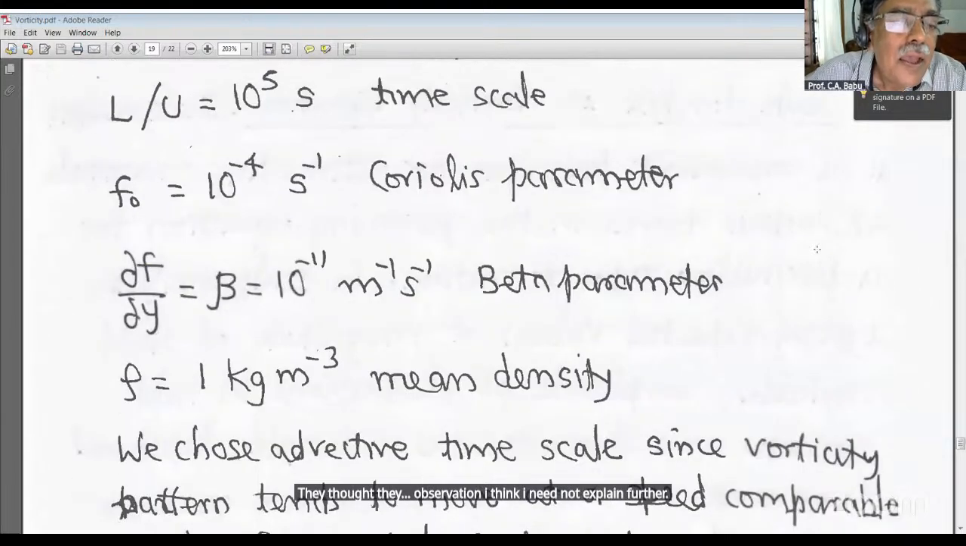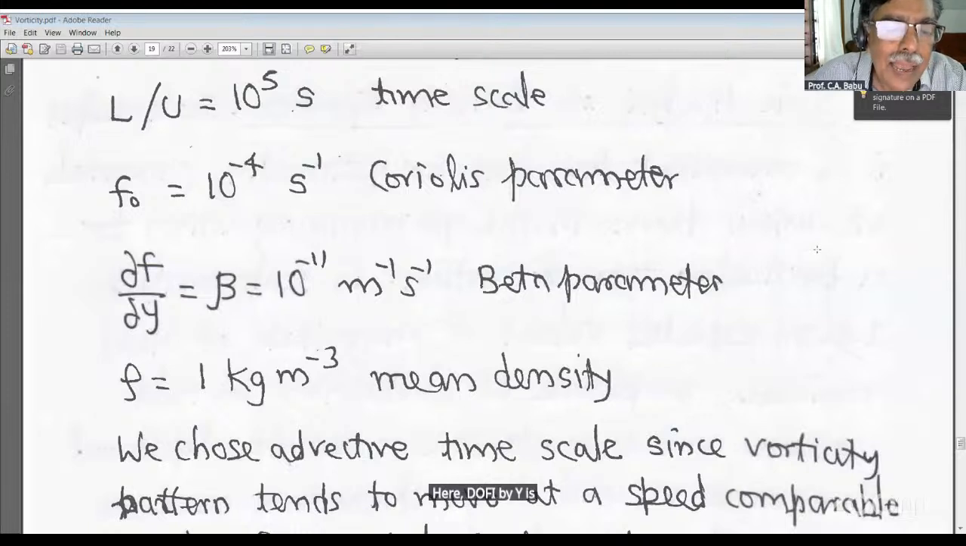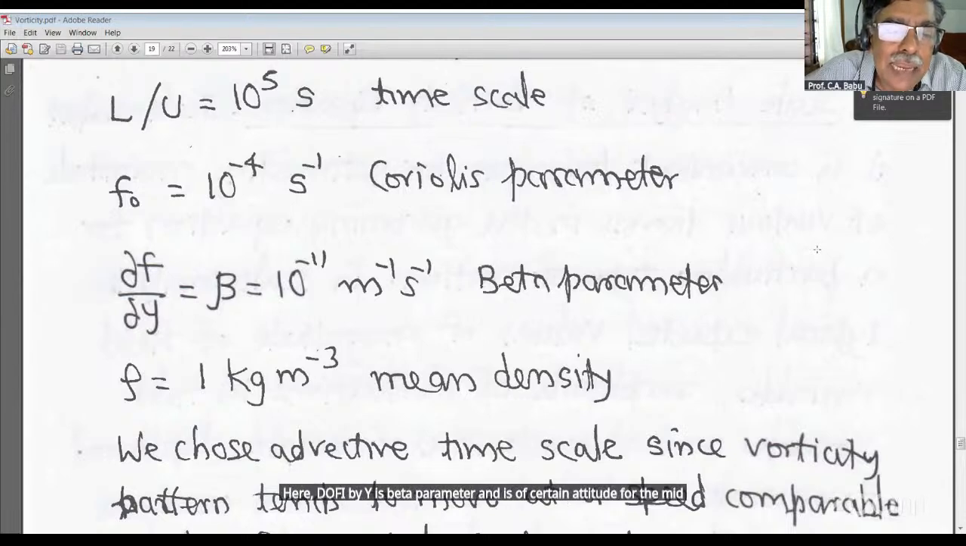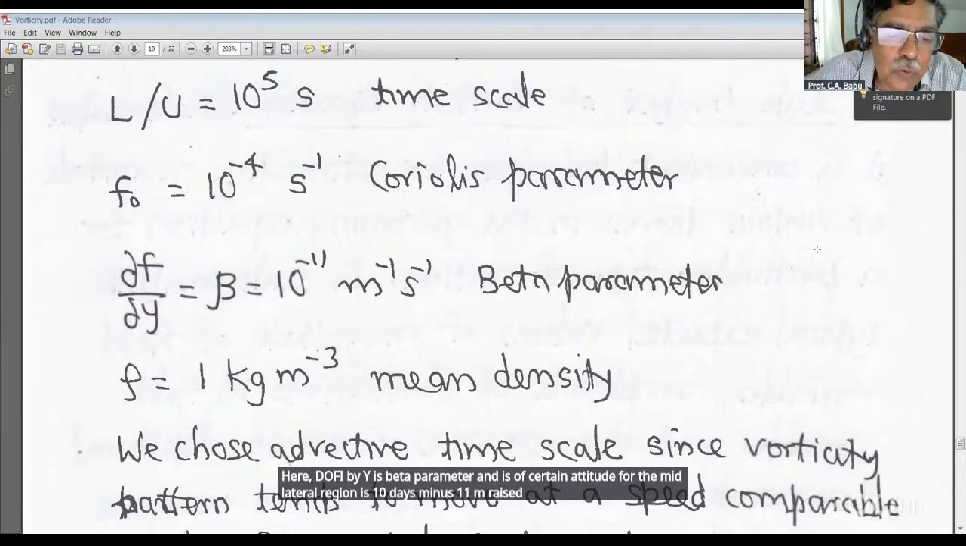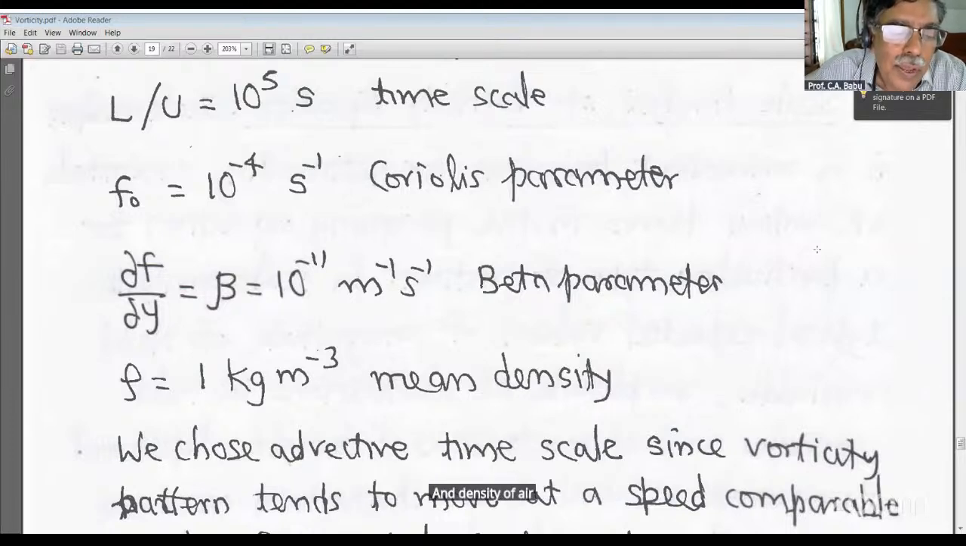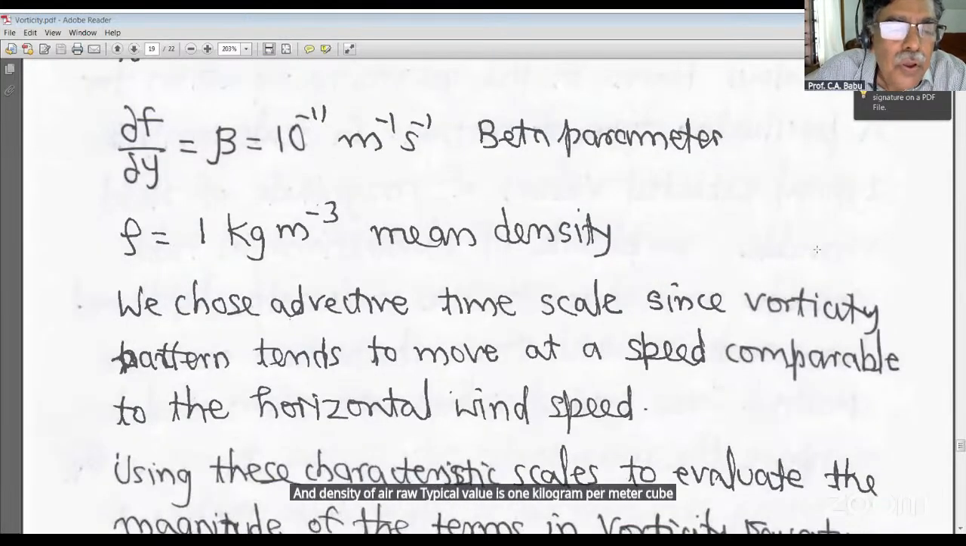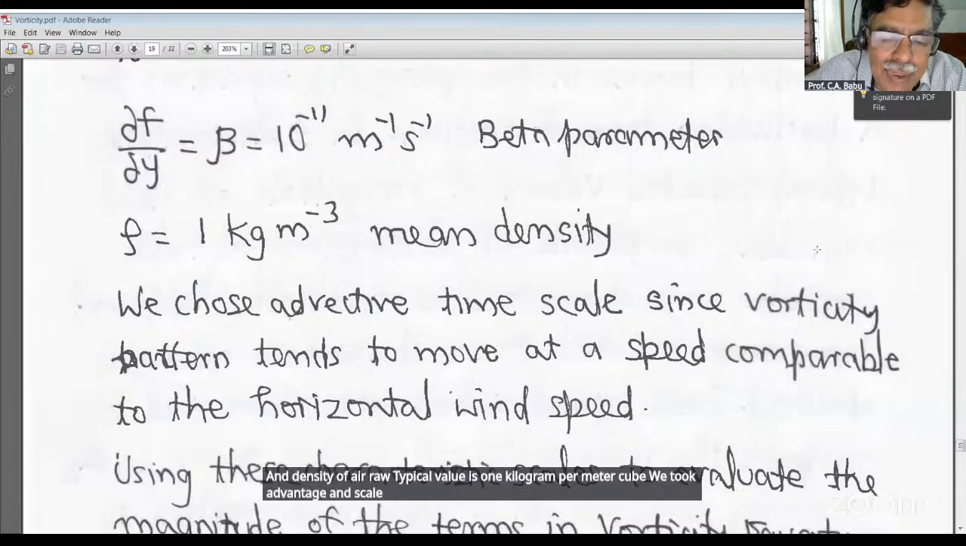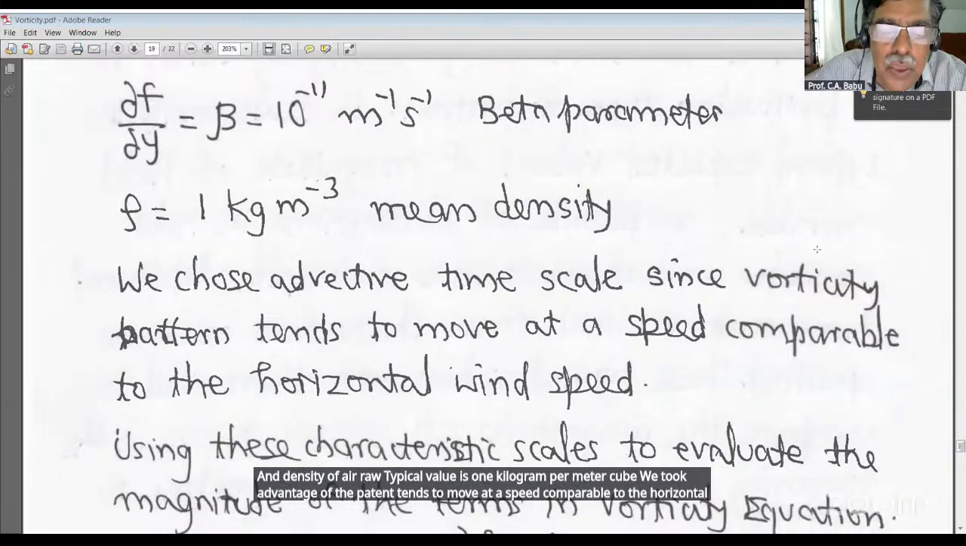Here, dou phi by dou y is the beta parameter, and its observed magnitude for the mid-latitude region is 10 raised to minus 11 m raised to minus 1 s raised to minus 1, and the typical value of the density of air rho is 1 kilogram per meter cube. We chose the advective time scale since the vorticity pattern tends to move at a speed comparable to the horizontal wind speed.